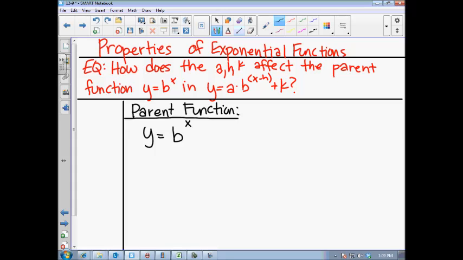Does anyone remember what a graph looks like for an exponential graph, from those who remembered learning about it last year? Linear is a straight line. What does a graph of exponential look like? Yeah, and it's not straight, is it? It's a curve that grows.